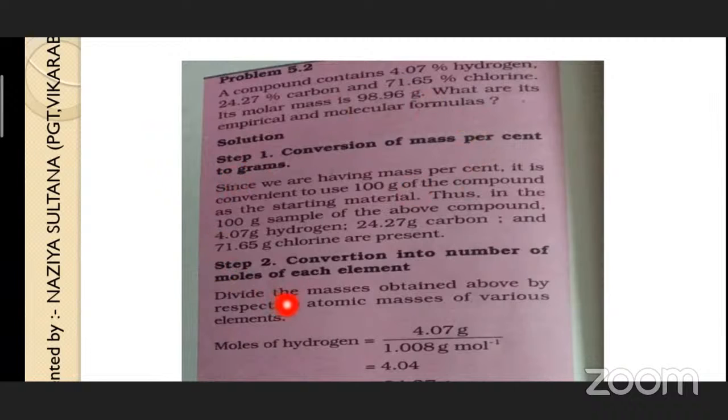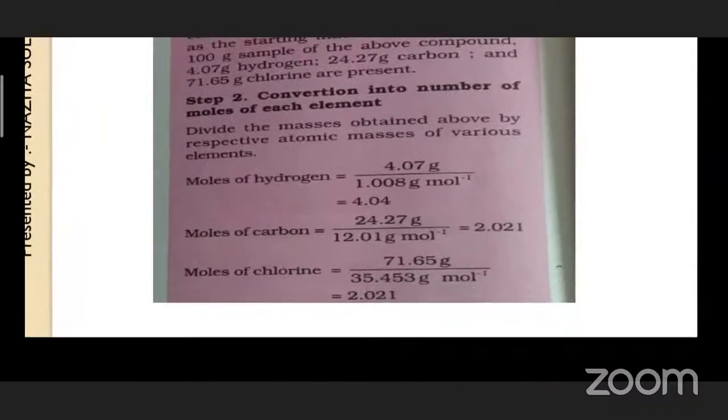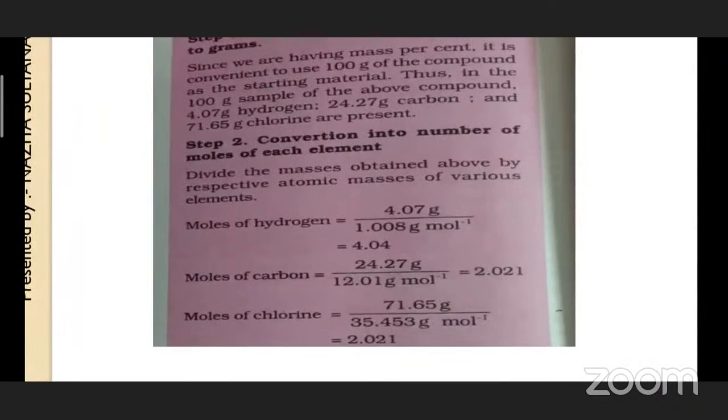So next step is conversion into number of moles of each element. How do you get the number of moles? Given weight by molecular weight is the formula to calculate the number of moles. Here in the first step you have got the weights, right? Now for each element we have to calculate the number of moles. Moles of hydrogen: the weight of hydrogen is 4.07 by 1. You can approximately take it as 1. So you are getting 4.07.